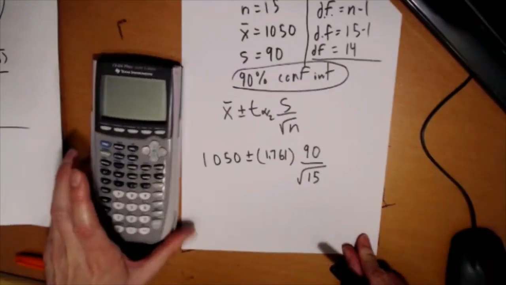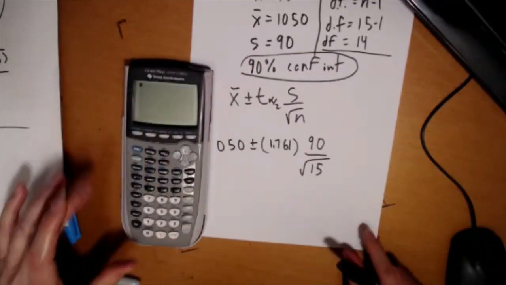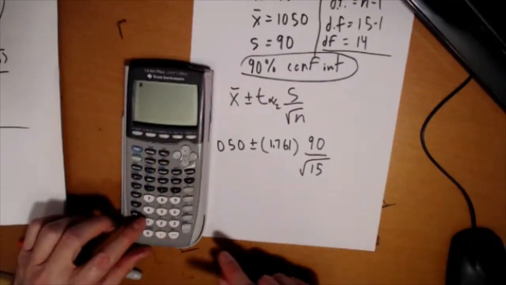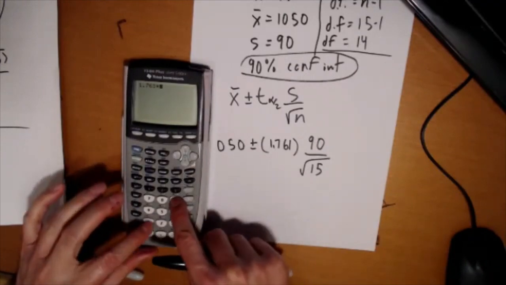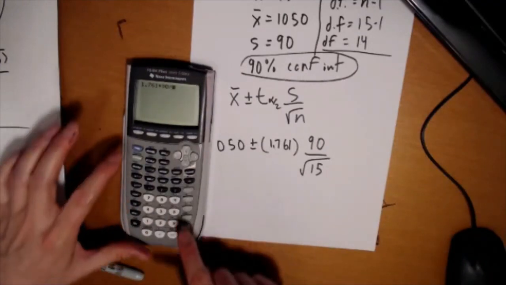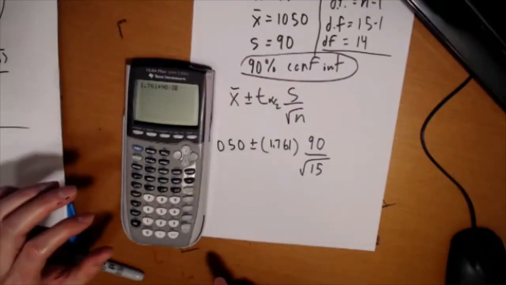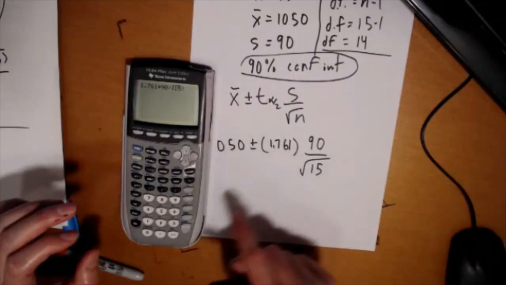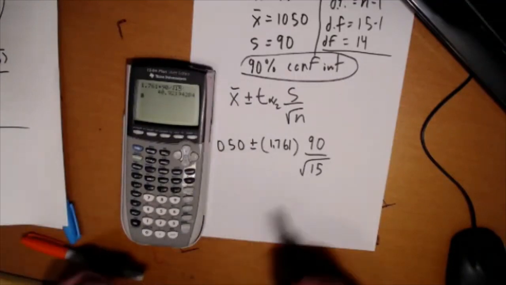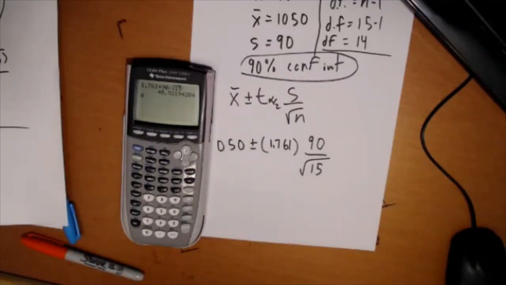We just need to crunch these numbers. Found my calculator. Okay, so I would go 1.761 times 90 divided by the square root of 15. Enter. Okay, so that's my margin of error.